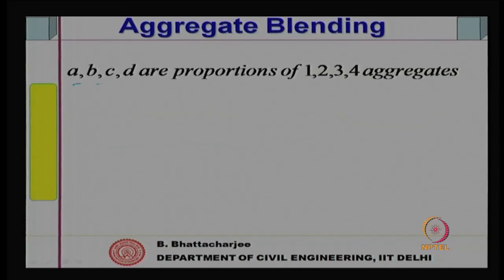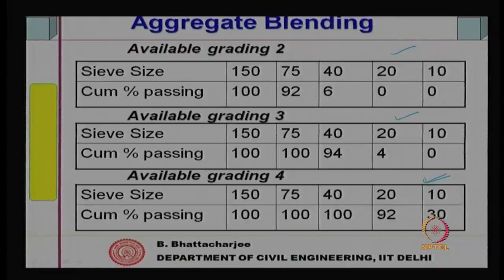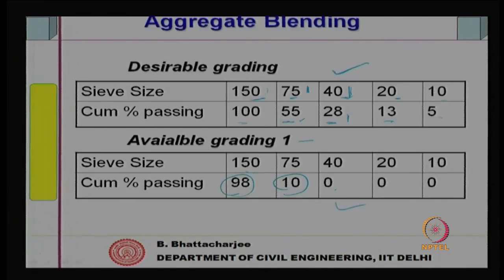So what do I do? I have four graded aggregates, and I have to mix them to get the desirable grading. So basically, I must have a proportion of each one. Let us say A, B, C, D are the proportions of aggregates 1, 2, 3, 4. Then at the 75 mm size, if you look at the first one, only 10% passes the 75 mm sieve. So if I take A amount of aggregate 1, multiplied by 0.1 will be the quantity of 75 mm available to me.